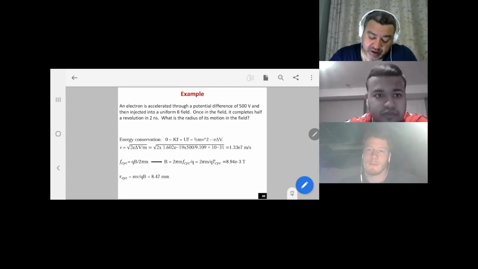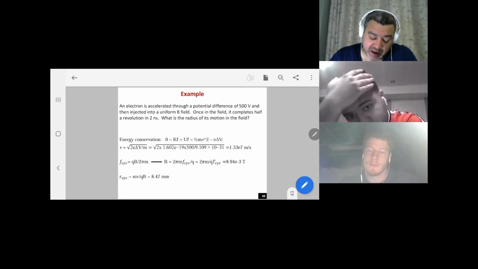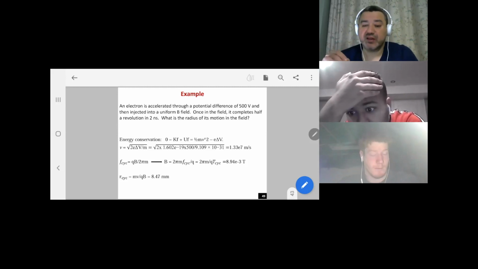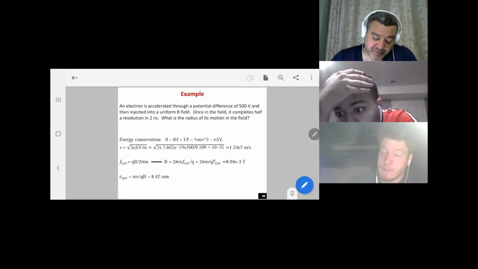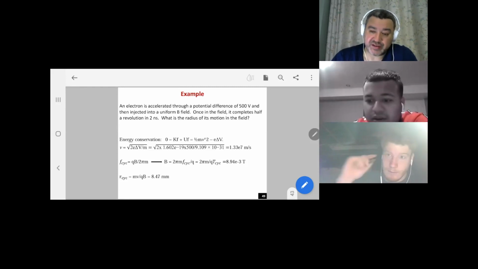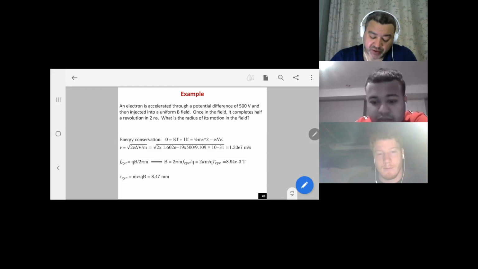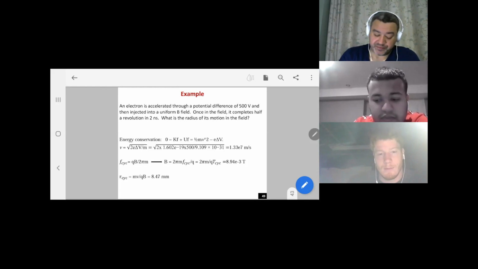Once in the field, it completes half a revolution in 2 nanoseconds. So if the half revolution is 2 nanoseconds, then the full revolution would be 4 nanoseconds. So this is half the period, if you recall. What is the radius of its motion in the field?